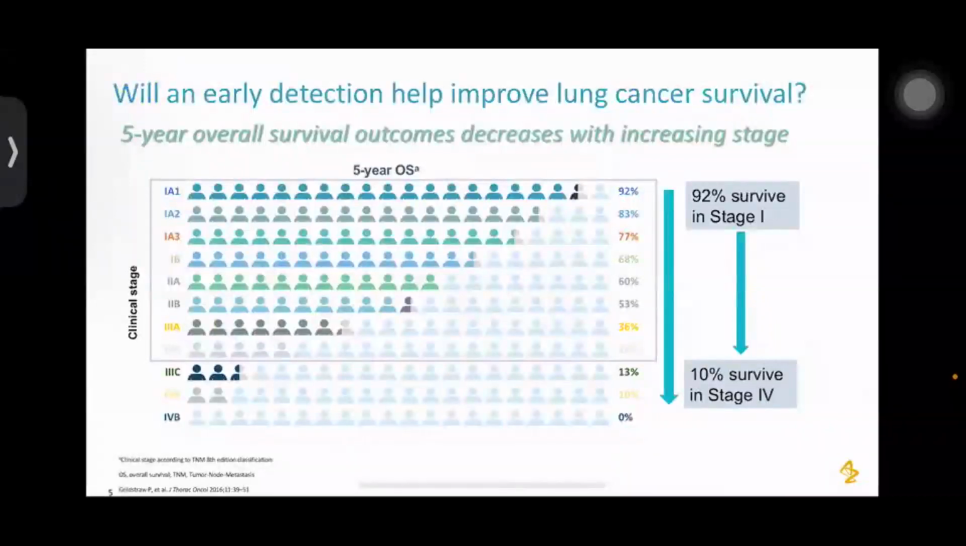As we all know, does early detection help improve lung cancer survival? Definitely yes, because if you see the 5-year survival rate, outcomes decrease with increasing stage. 92% survive at 5 years in stage 1, but only 10% in stage 4.